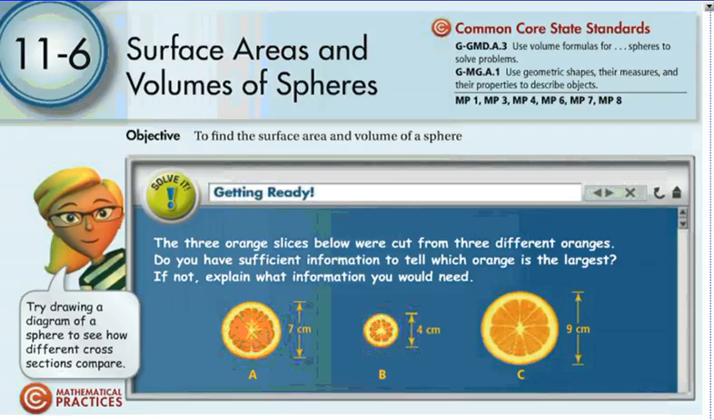Good. Well, it's section 11.6, and we're continuing with this study of surface area and volume. We're going to switch to spheres. So circular, 3D circular objects, like a basketball or an orange. We're going to find the surface area and volume of these spheres. That's our objective today: to find the surface area and volume of a sphere.